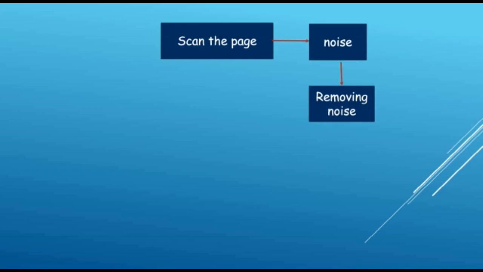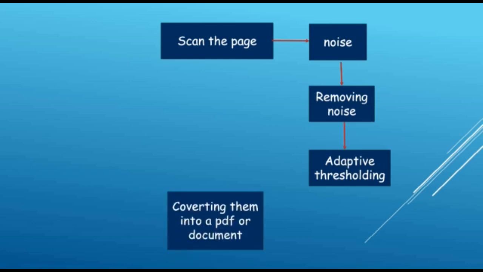Now to make your own Cam Scanner, the first thing that you have to do is to scan the page. And then after that you have to check if there is any noise present in the image. Now if there is noise, you have to remove it. To do so, we will need adaptive thresholding to remove the noise. And finally after that, we will convert the document.